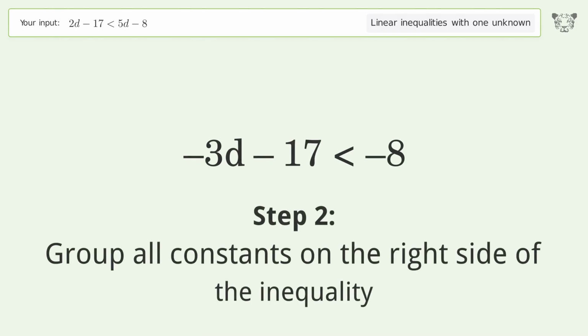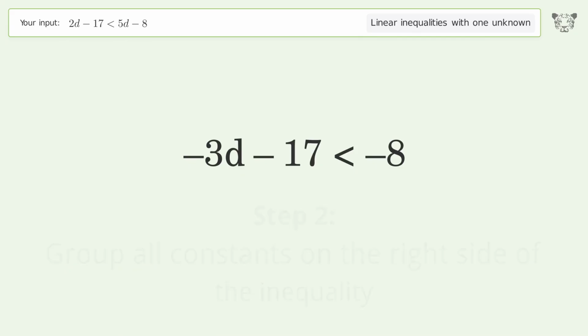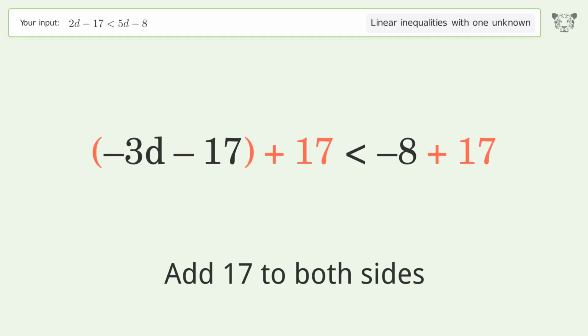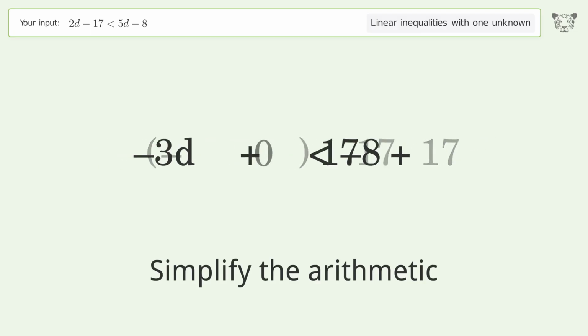Group all constants on the right side of the inequality. Add 17 to both sides. Simplify the arithmetic.